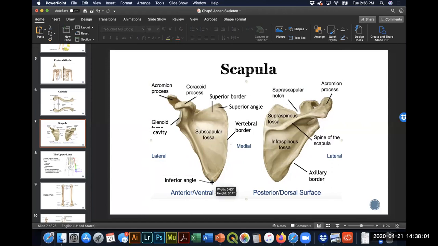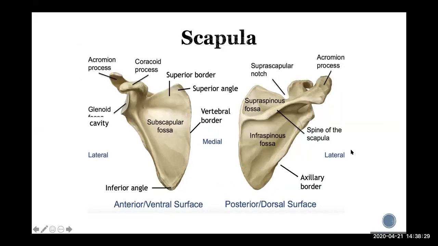And that is going to be this right there, okay? So the superior angle is at the top and the inferior angle is at the bottom, okay? So this is the inferior angle as well, okay? And that is all of the parts of the scapula. Any questions about your pectoral girdle so far? So far, so good. Shall we move down the arm?